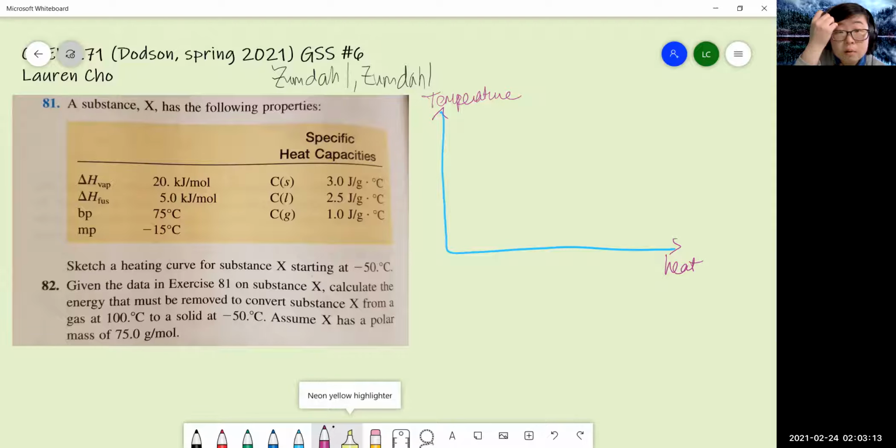I am only recording this just because I think it's going to take a while. So the problem is asking us to plot these. This is not going to be to scale. It doesn't really matter, but you know that the curve is always going to look something like this. In this case, we see the fusion is smaller, so this is not extremely to scale.